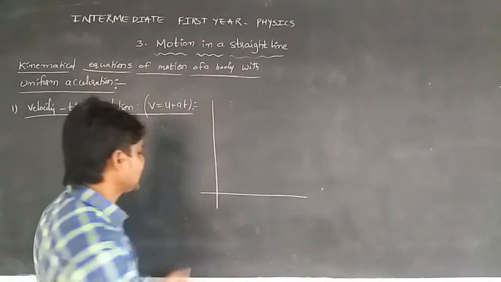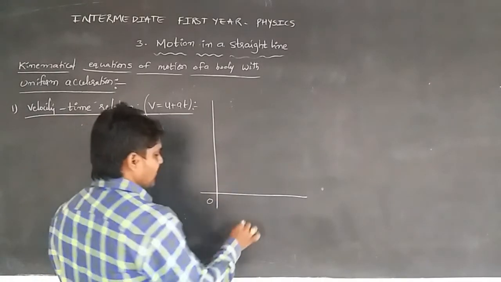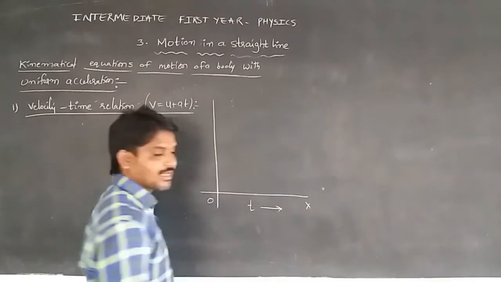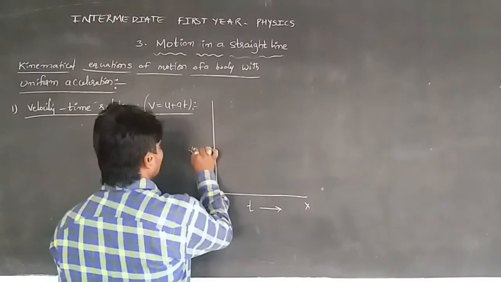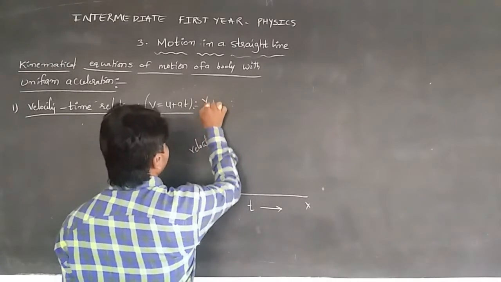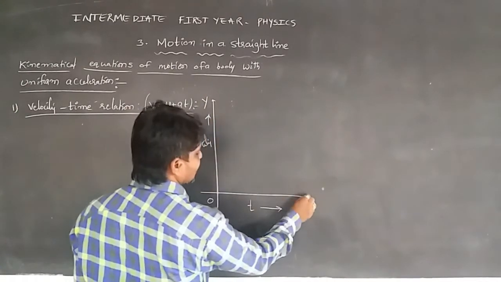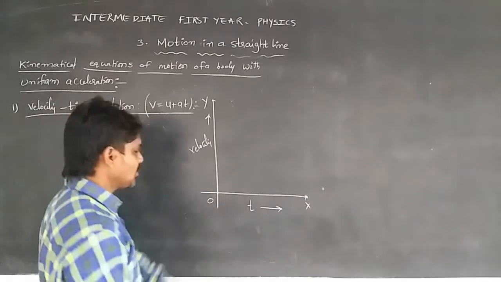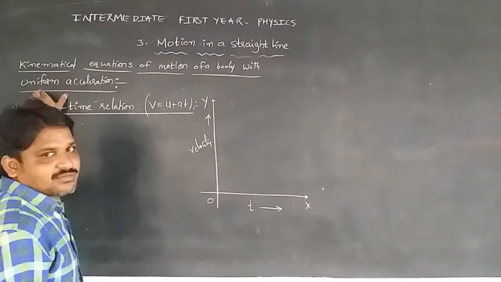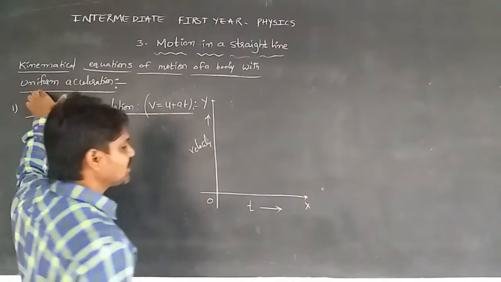Let's see, listen carefully. The values which can be taken: time is taken along the x-axis, and velocity along the y-axis. This is the y-axis and it is the x-axis. So here I already mentioned that it is uniform acceleration. What is meant by uniform acceleration?